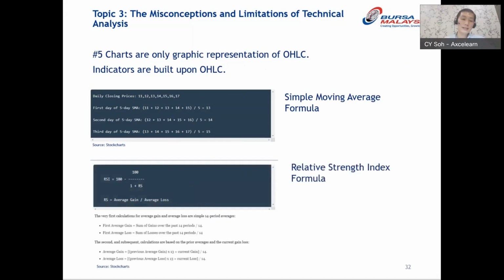So here you can see the simple moving average formula, as well as the relative strength or RSI formula. It is based on mathematics. All of these formulas are also based on opening, high, low, and close only. They don't use any other information to develop your indicator.